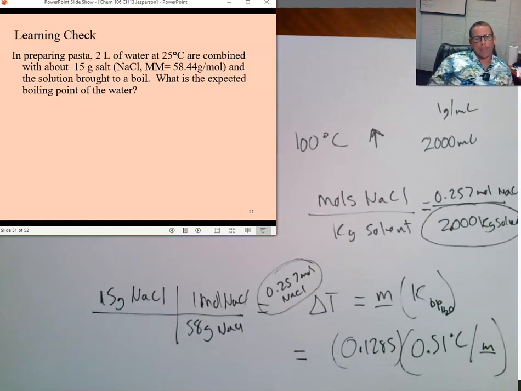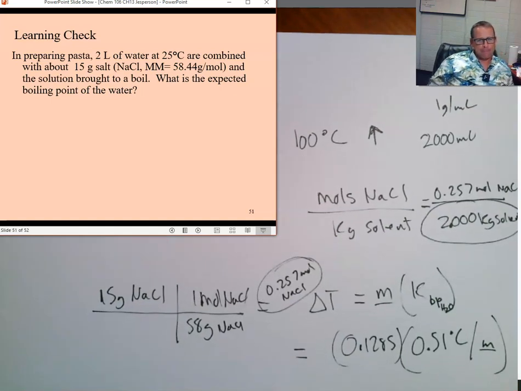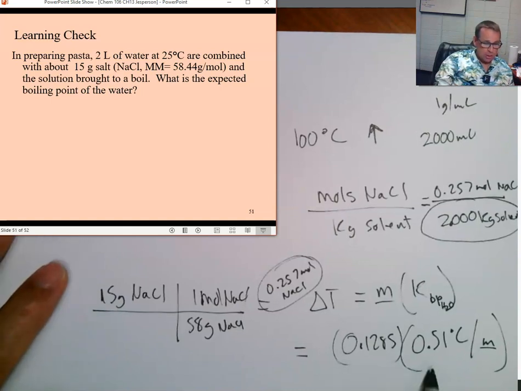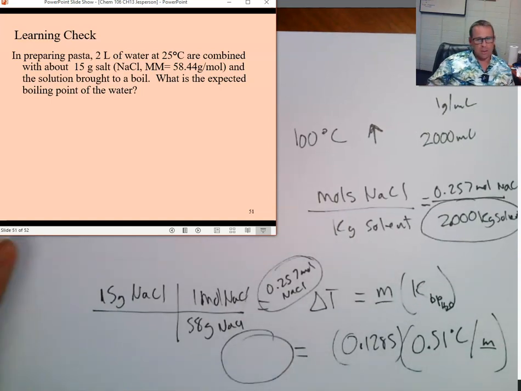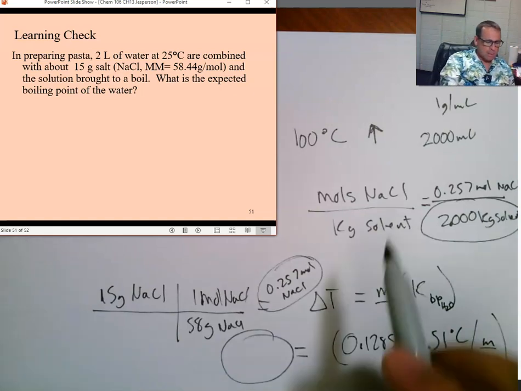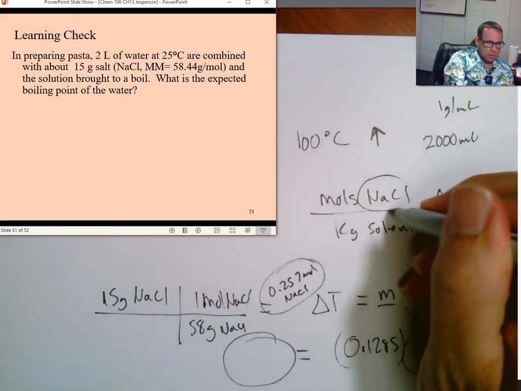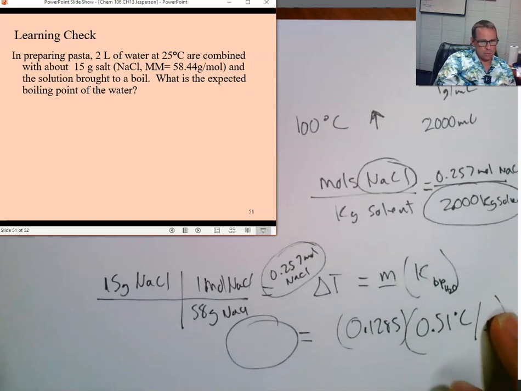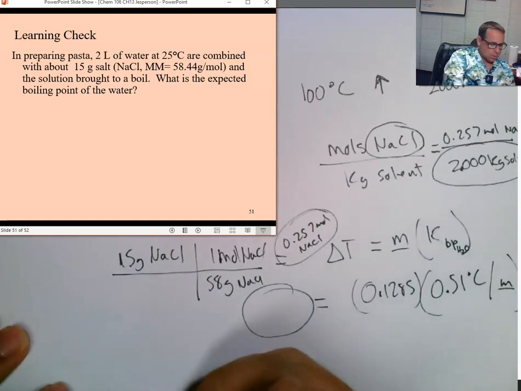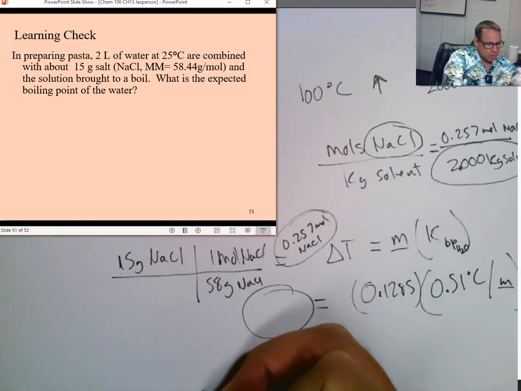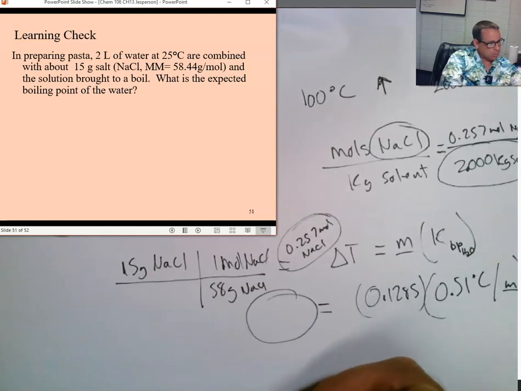Okay? Now, it would seem like we're really close. We just have to multiply those two together and we would identify what the change in temperature is. But there's one more thing that we need to realize here. Something happens when I put sodium chloride into water. What happens when I put sodium chloride into water, Alyssa?